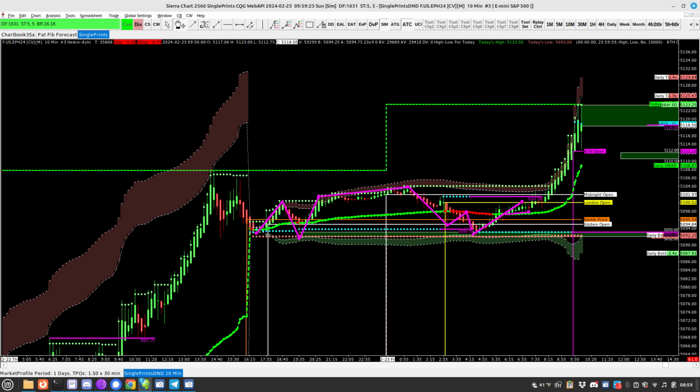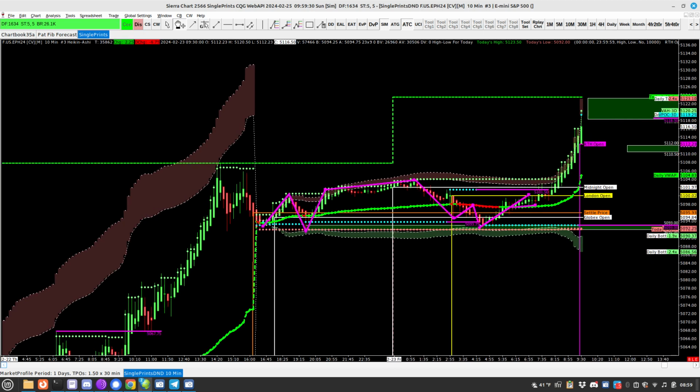Still running. So we have RTH open, 9:30. We pop up, and we're still continuing to buy. But now we see right there, see where that VPOC is? That VPOC shifts up, which means we're starting to form a resistance zone. It doesn't mean short it, not necessarily. You could, but you'd have to keep your stops back because you might get run over.